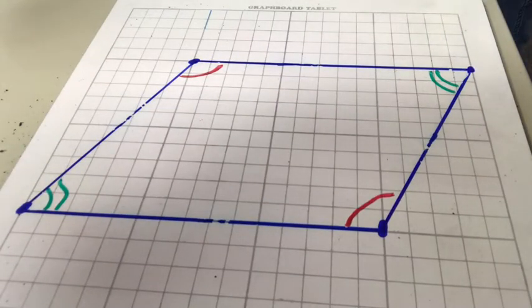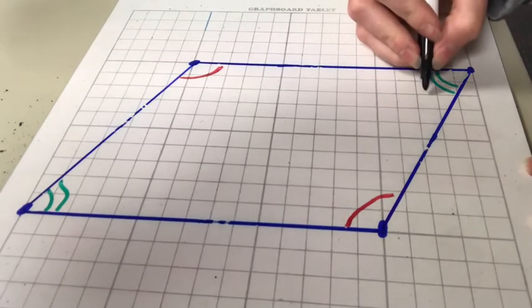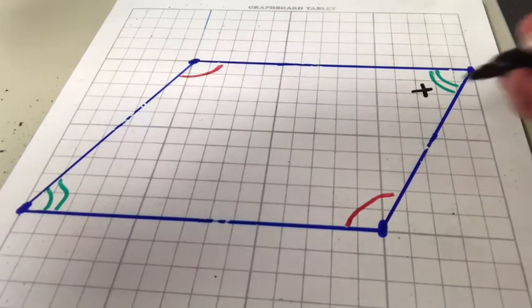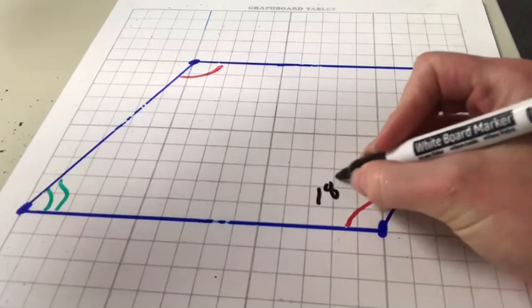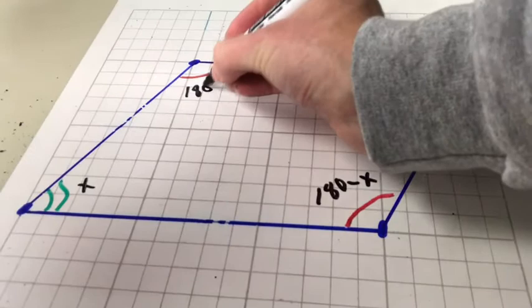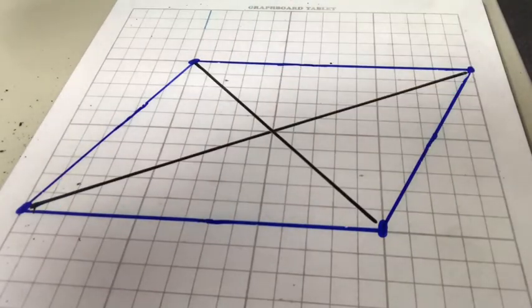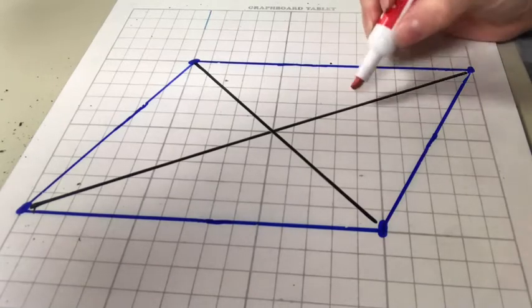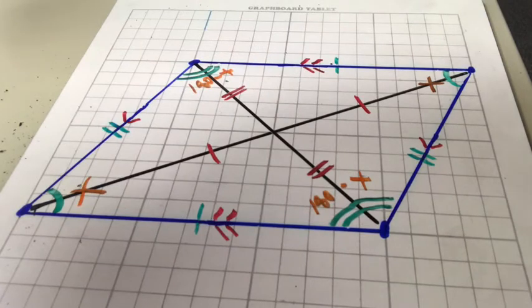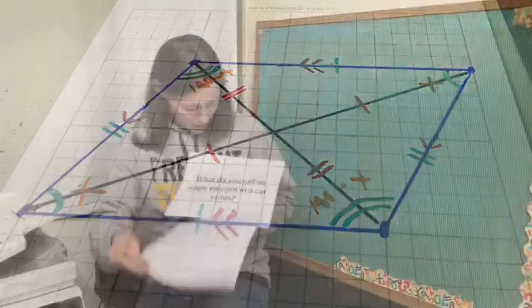And consecutive angles are supplementary. So if this angle is x, then this angle is 180 minus x. The diagonals of a parallelogram bisect each other. All of the properties of a parallelogram at the same time. Okay.